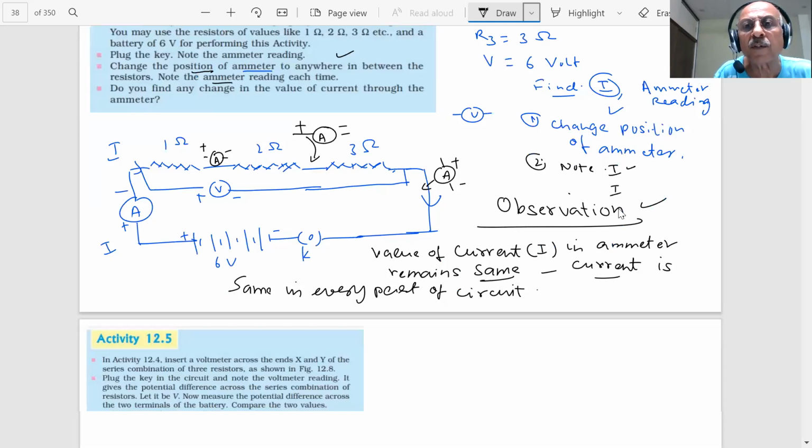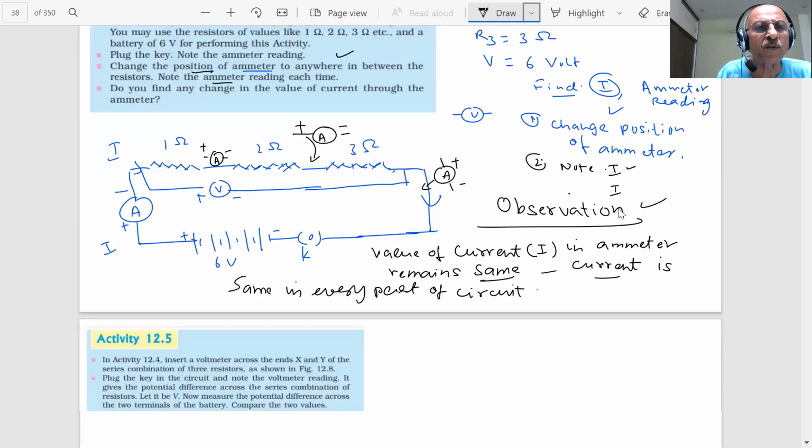Total potential difference across X and Y. Can I note it down? How will I note it? By using the voltmeter. The voltmeter will give me the potential difference between X and Y points. I will note it down. Supposing this value is V total, V volts. I will note it down.